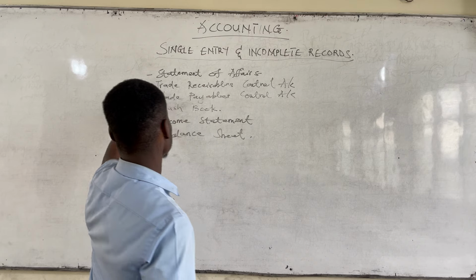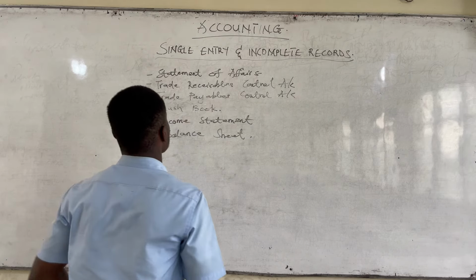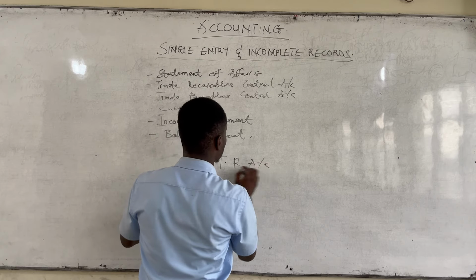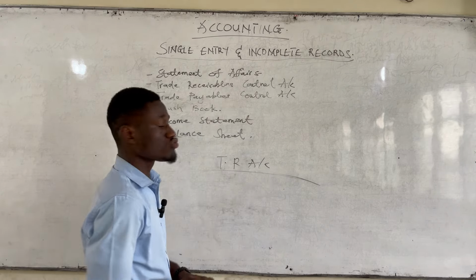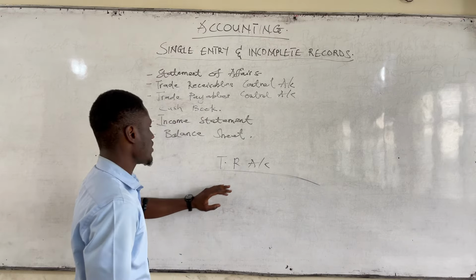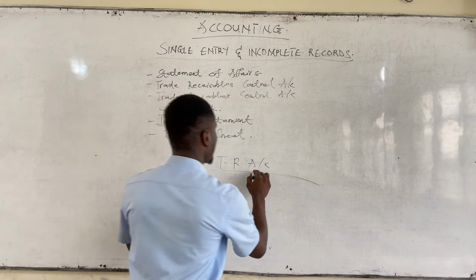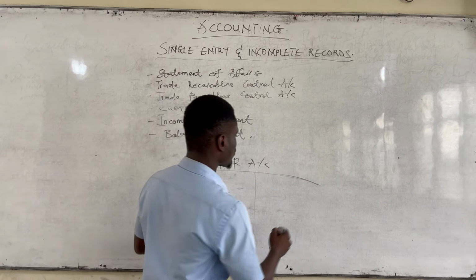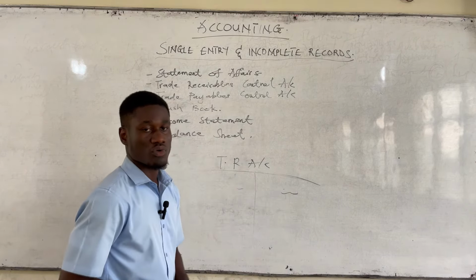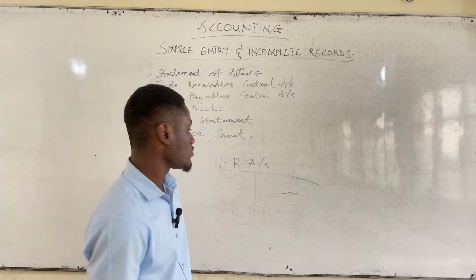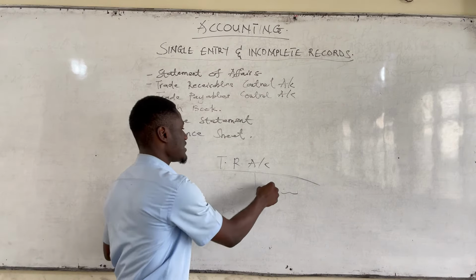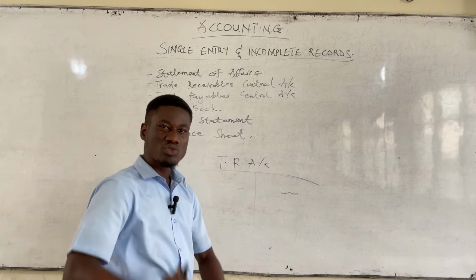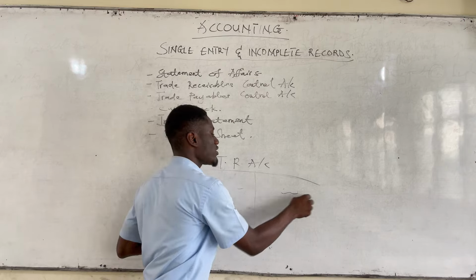So now we are done with the statement of affairs, and you know that for the trade receivables account, any item that is going to increase the debtors balance will be recorded here. Then any item that is going to reduce their balances will be recorded here. Breaking it down, if the debtors, the people owing us, are paying their debts or reducing their debts, you have to record here.